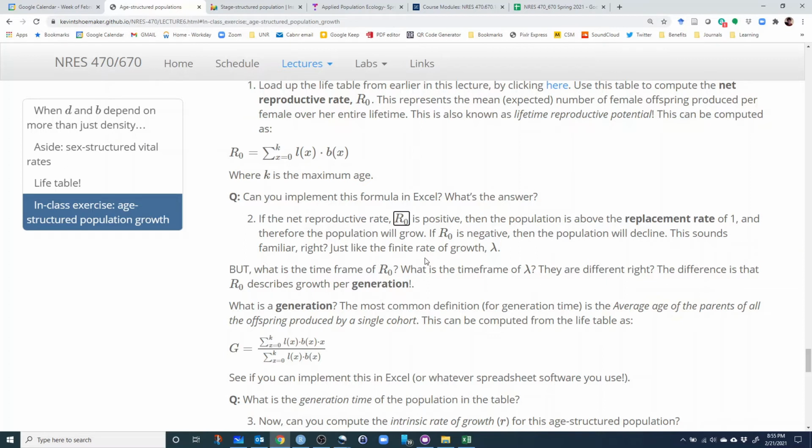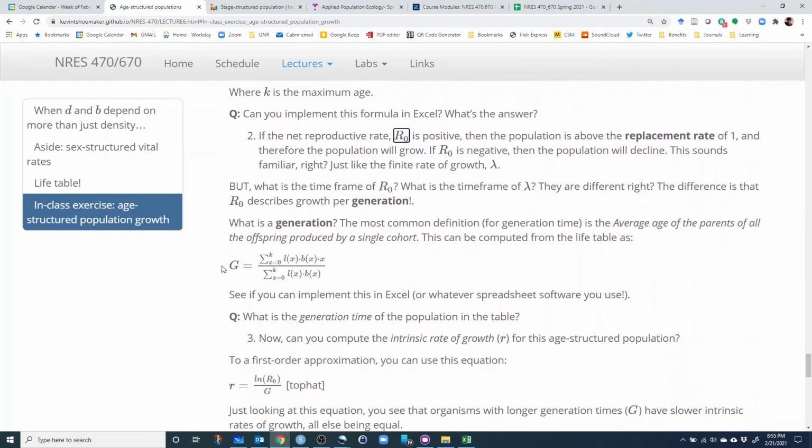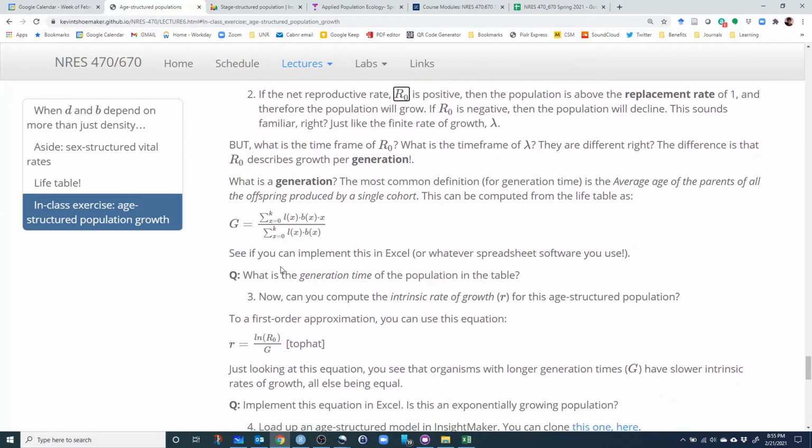Lambda is usually on the scale of years. So every time you want to update a population from year 1 to year 2, or from year 2 to year 3, you just multiply it by lambda. And so lambda actually has a time frame of a single time step, or a year, whereas R0, or the lifetime reproductive potential, is really on the scale of a lifetime, or a generation. And so that brings up the idea of this generation time and how we can quantify generation time.